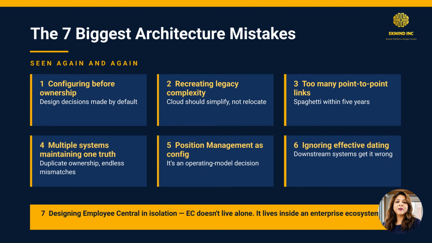Let me give you 7 architecture mistakes I see repeatedly. Mistake 1, starting configuration before defining ownership. Mistake 2, recreating legacy system complexity inside Employee Central. Cloud transformation should simplify, not relocate complexity. Mistake 3, building too many point to point integrations. Mistake 4, allowing multiple systems to maintain the same information.